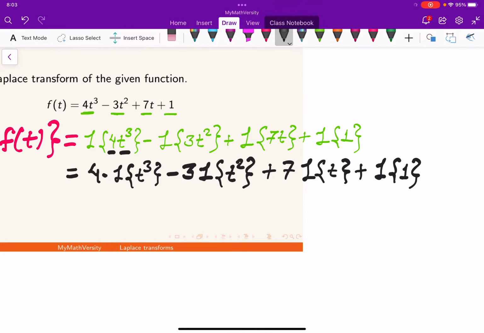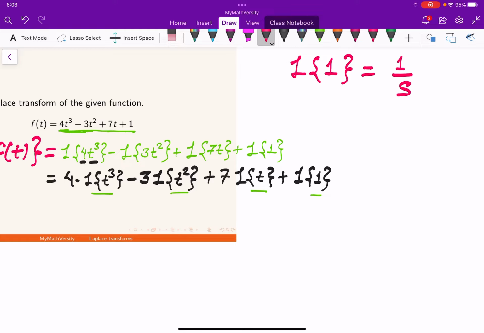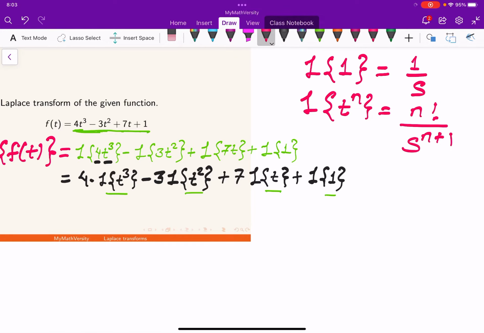I've broken it down this way, and now you realize that to find the Laplace transform of this polynomial function, our goal is just to find the Laplace transform of t^3, t^2, t, and 1. All of these can be figured out by one formula. By looking at the table of Laplace transforms, the Laplace transform of 1 is just 1 over s, and the Laplace transform of t to the power n is n factorial divided by s to the power n plus 1. So we can use this formula, so let's use that.